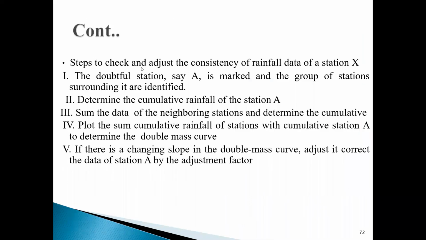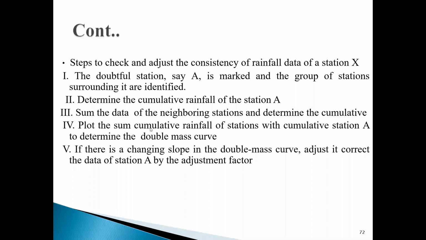Now, the steps to check and adjust the consistency of rainfall data at a particular station X. The doubtful station, say A, is marked and the group of stations surrounding it are identified. So what I said is you have a number of stations surrounding this particular station. Determine the cumulative rainfall of the particular station, let us call it X, and sum the data of the neighboring stations and determine the cumulative values of rainfall. That means whatever the number of surrounding stations, you have to consider the cumulative values of the annual rainfall for these surrounding stations.